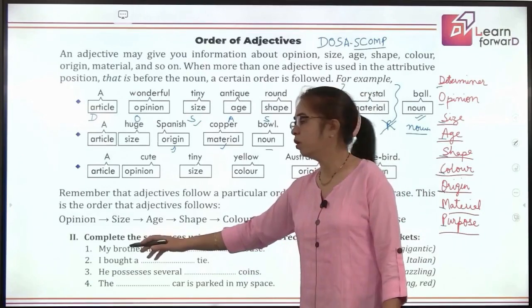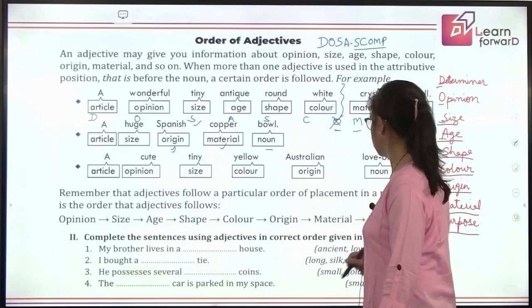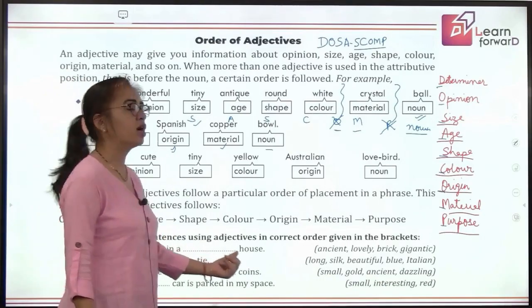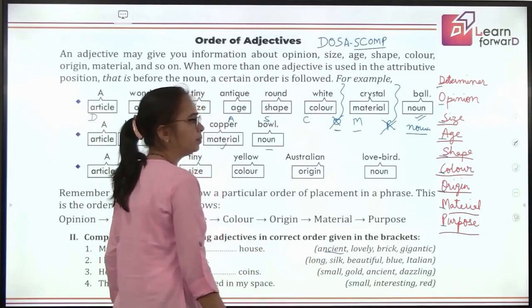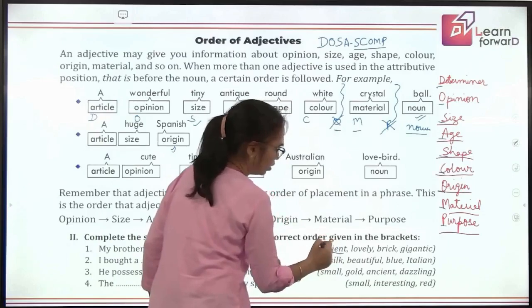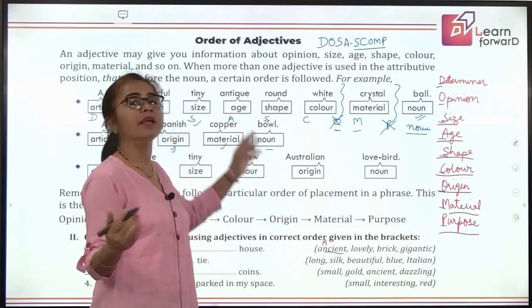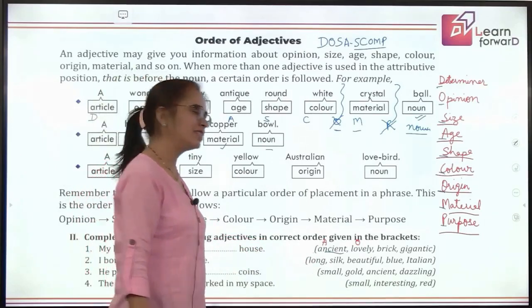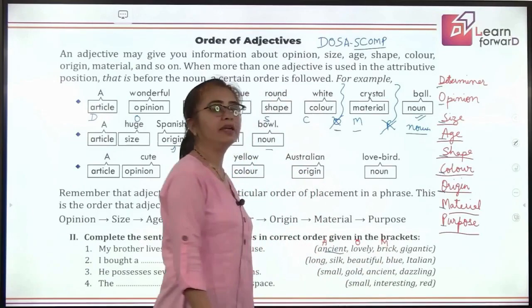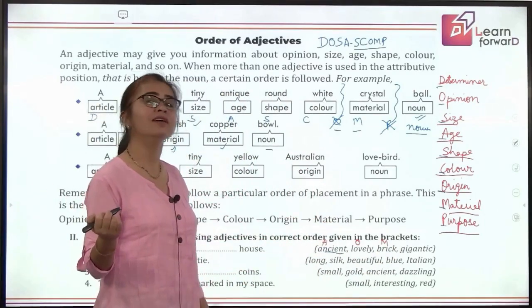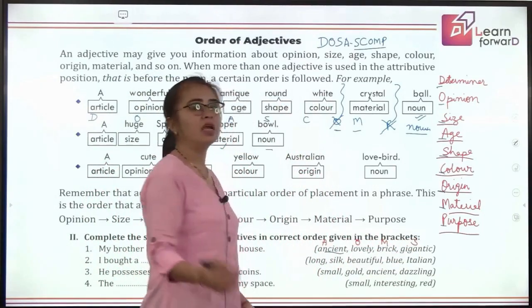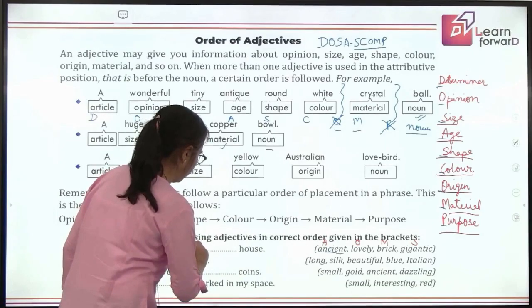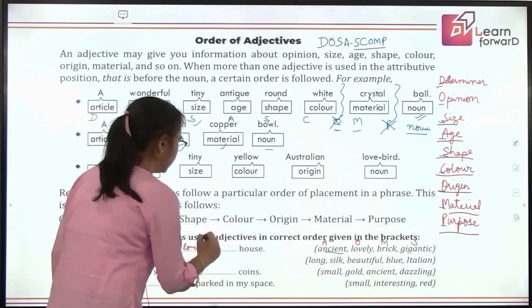Okay. So based on that, let's complete the sentences using adjectives in the correct order given in the brackets. We have the order here and we will just do it using dosa scomp. My brother lives in a dash house. Now how is the house? Ancient gives you its age. So we will write A here. Lovely. What is lovely? It is your opinion about it. So this is O. Then brick. What is brick? That is a material. So we will write M here. And gigantic means very big. So that gives you the size. Now let us order them. D, determiner is not there. O is opinion. It is here. So we will start with opinion, which gives you lovely. S gives you size. So we will say gigantic after this.